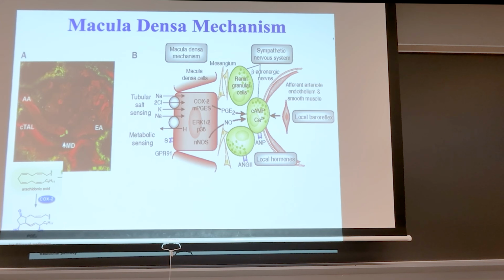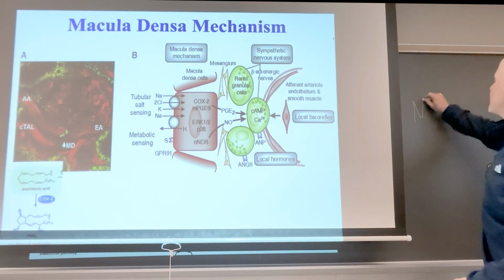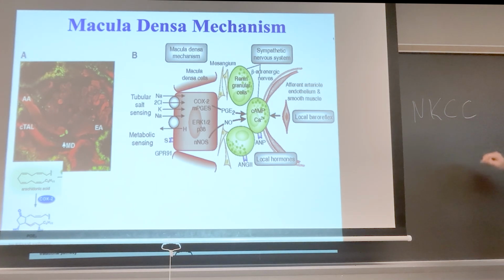The reason for that is because the epithelium along the nephron is always moving stuff, right? It's always reabsorbing and secreting materials, particularly sodium chloride. So it's not surprising that these macula densa cells actually can sense sodium chloride by using particular membrane proteins. And the one that they use is, and I wrote the acronym wrong yesterday, the sodium potassium chloride co-transporter.